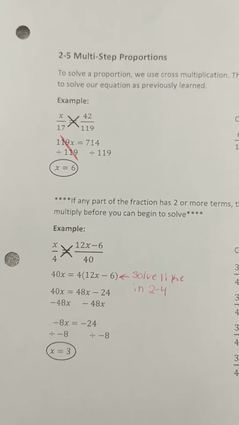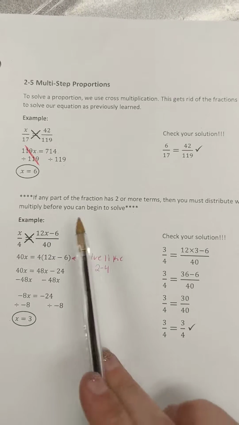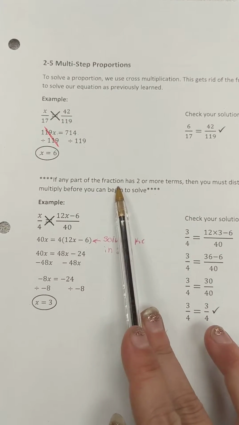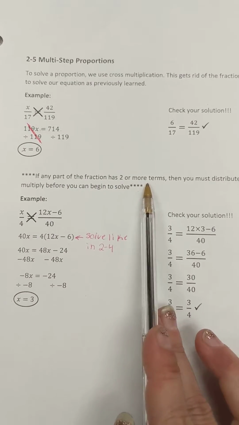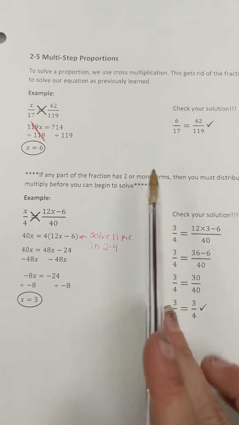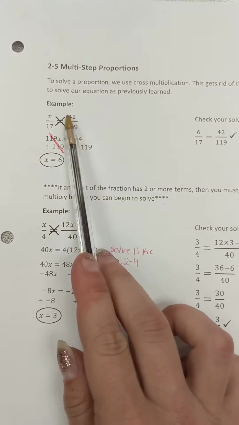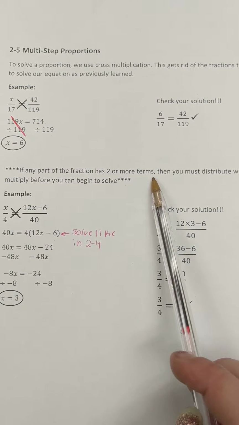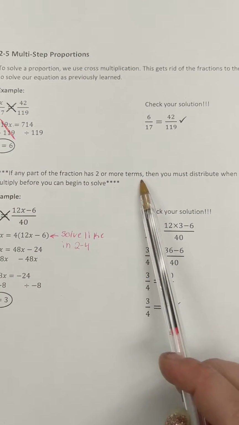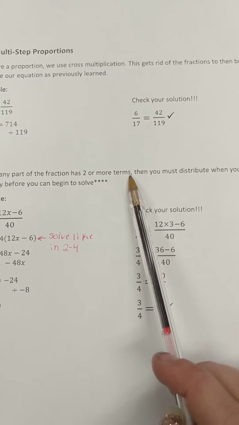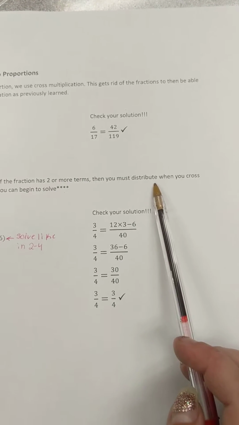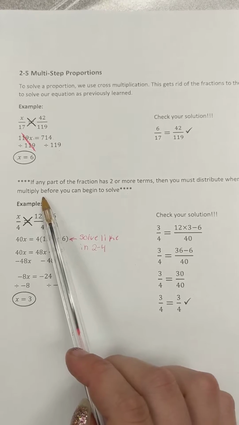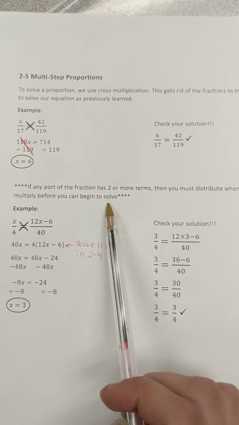Now, if any part of our fraction has two or more terms, so the numerator or the denominator of any of these four parts, if any of them have two or more terms, so if we have a plus sign or a minus sign anywhere in any part of our fractions, then we have to distribute when we cross multiply. Then we can solve.